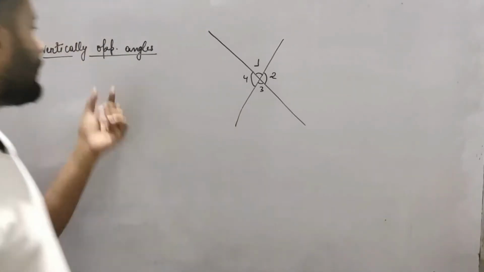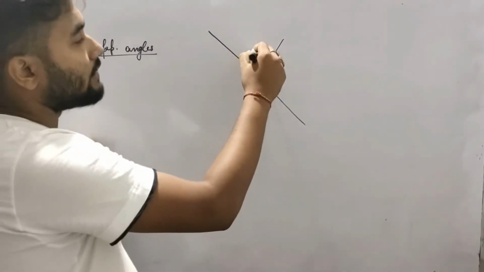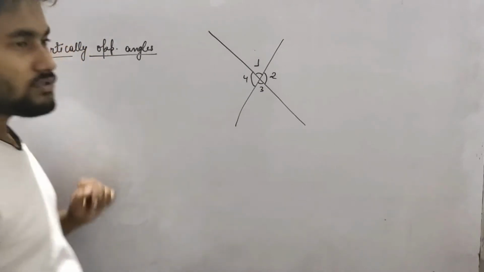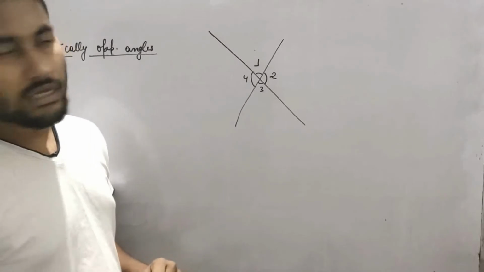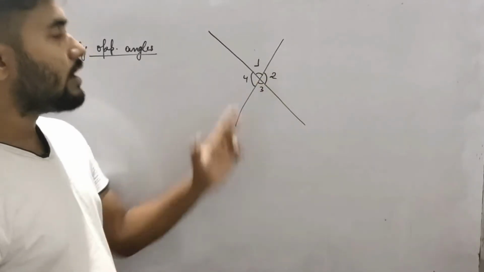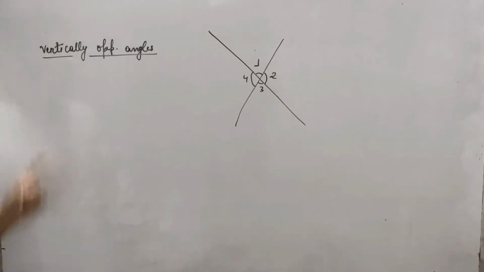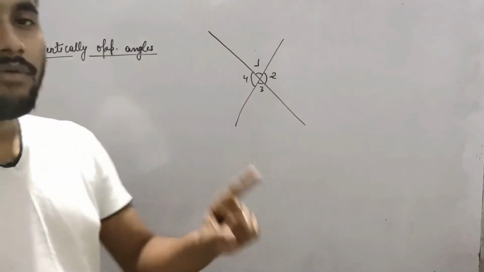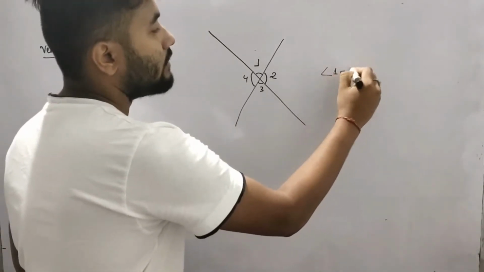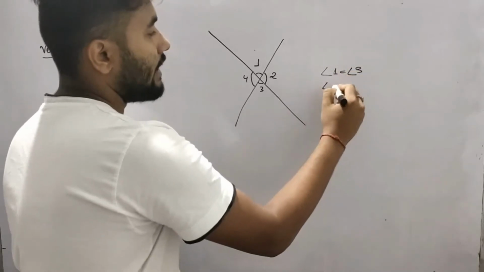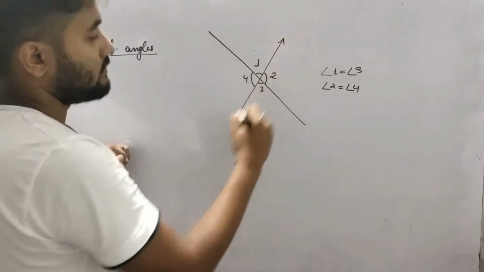See how. At first, you see what word is there? Opposite. So for angle 1, what will be the opposite angle? 3 will be its opposite angle. For angle 2, what will be its opposite angle? 4 will be the opposite angle. So now vertically opposite angles are always equal. That means over here your angle 1 will be equal to angle 3 and angle 2 will be equal to angle 4. Understood?